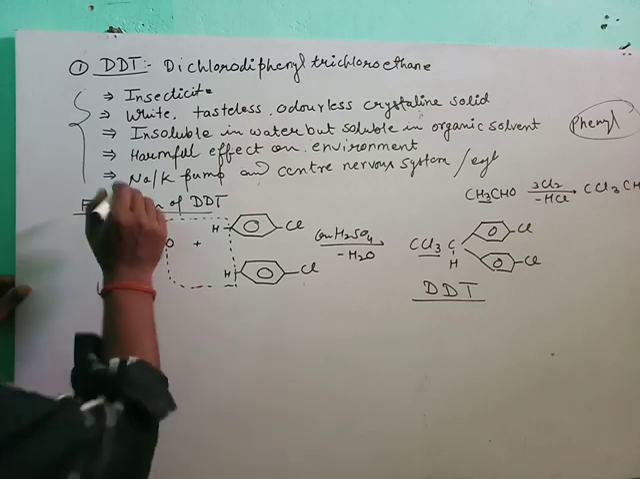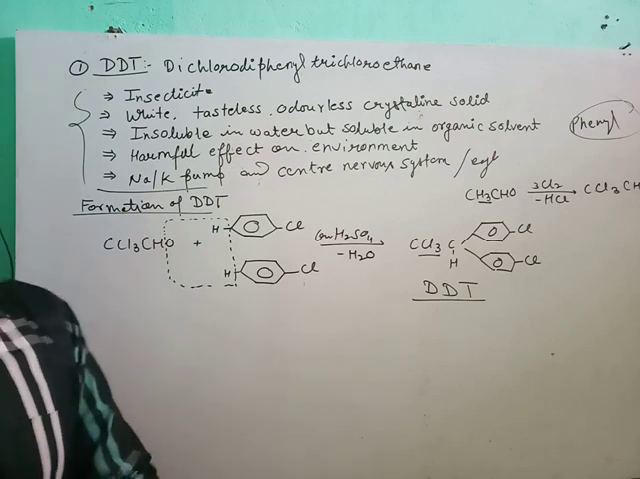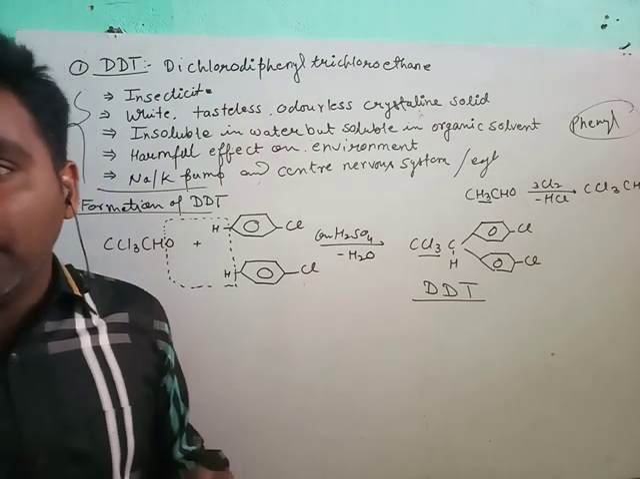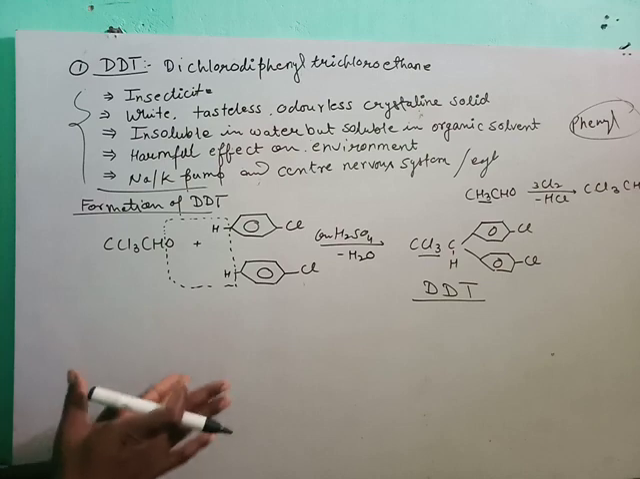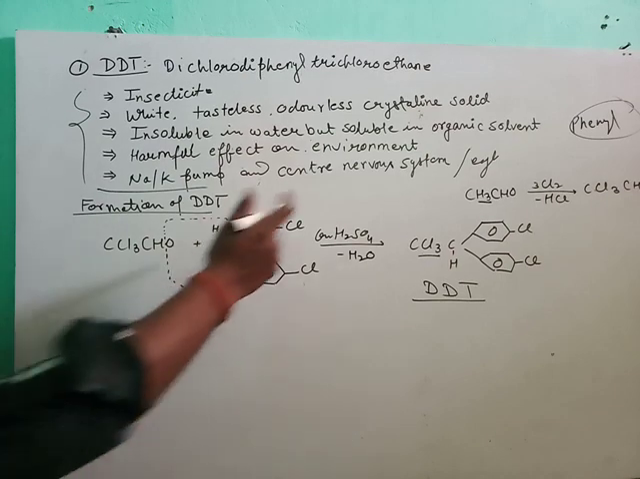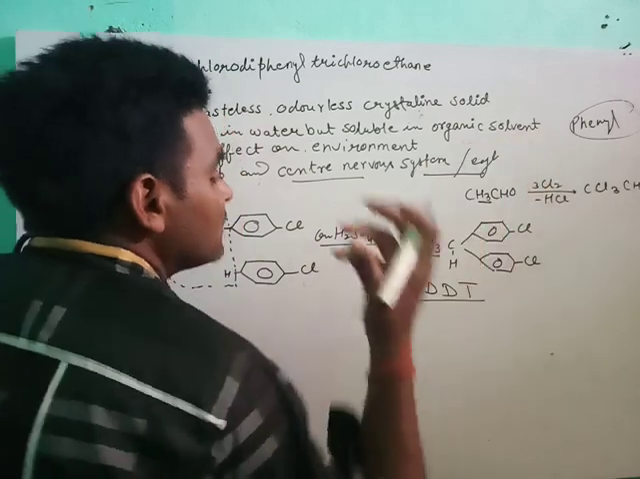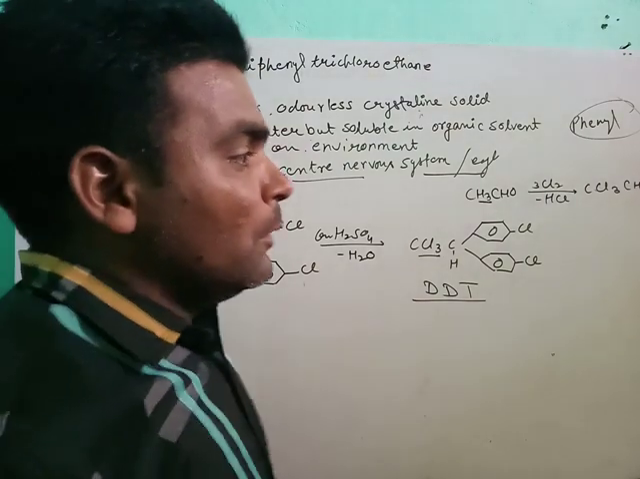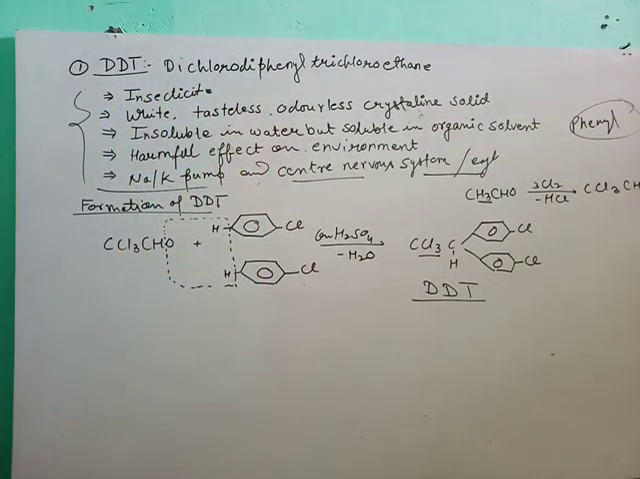The students of biology know that we have a sodium potassium pump in our nervous system, and DDT damages these pumps. So the central nervous system and eyes do not work properly, and it causes a very harmful effect. So as soon as possible the use of DDT should be banned in India also, to save our environment. So this is a very important point.